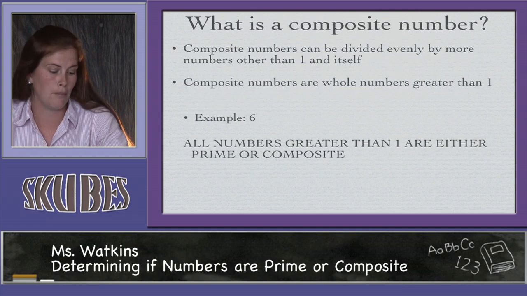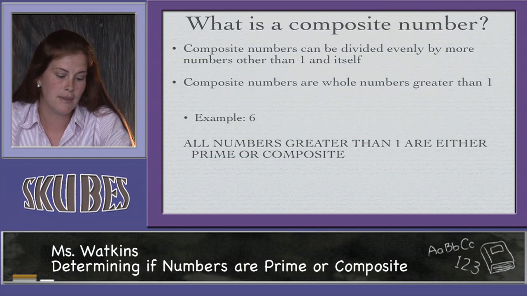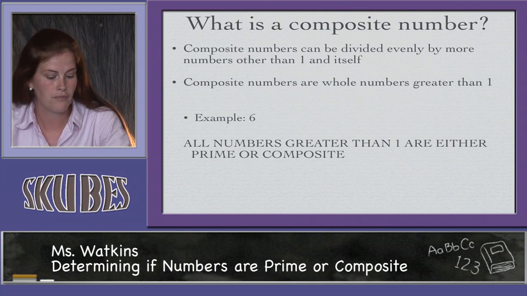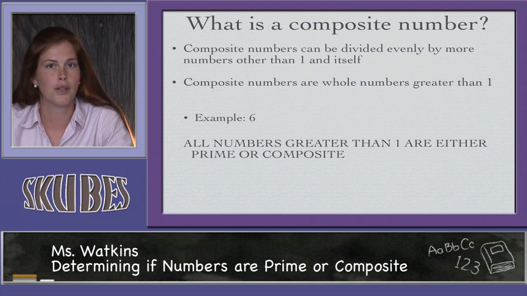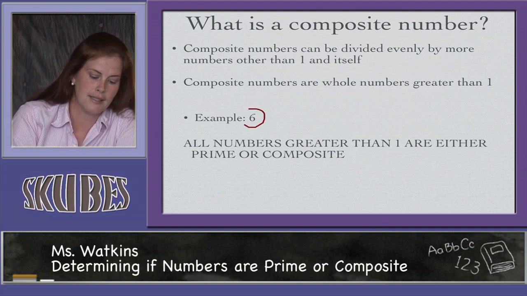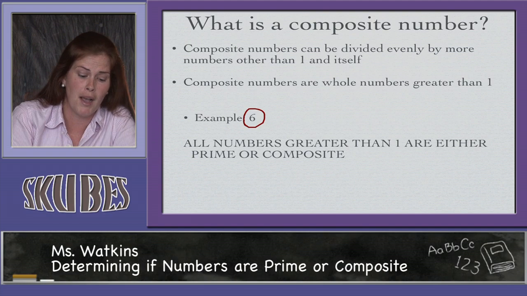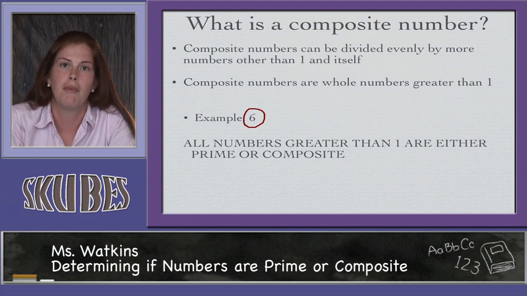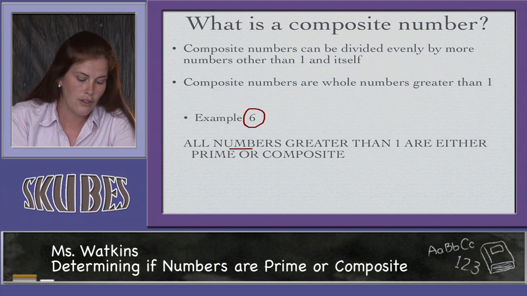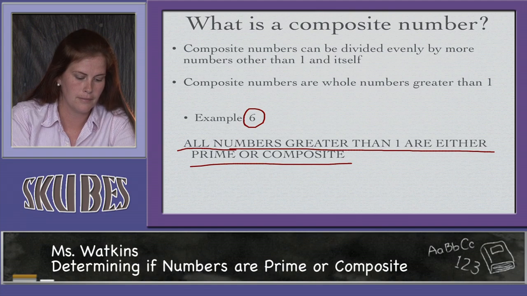What is a composite number? Composite numbers can be divided evenly by more numbers other than 1 and itself. Composite numbers are also whole numbers greater than 1. For example, the number 6. 6 can be divided evenly by 1 and itself and also by the numbers 2 and 3. All numbers greater than 1 are either prime or composite.